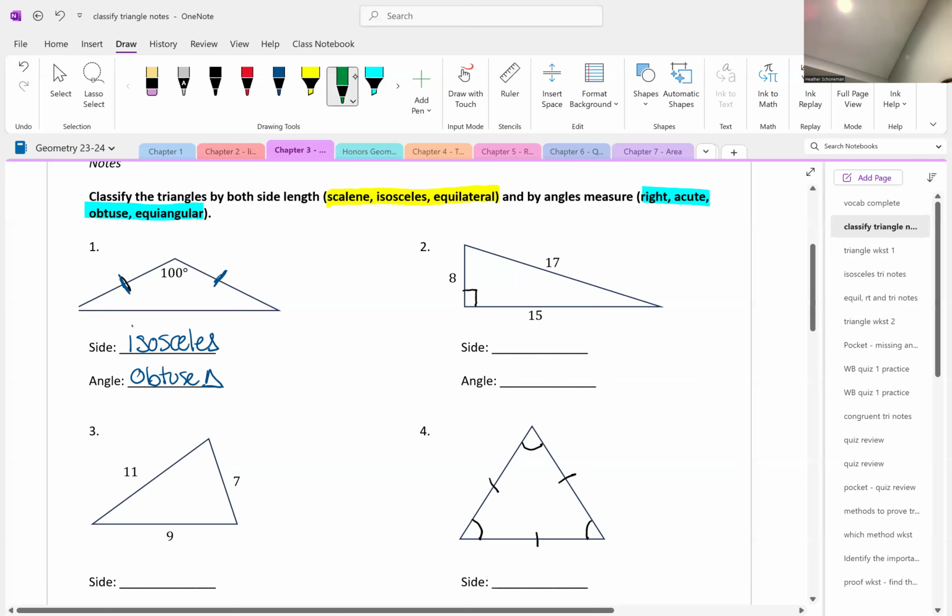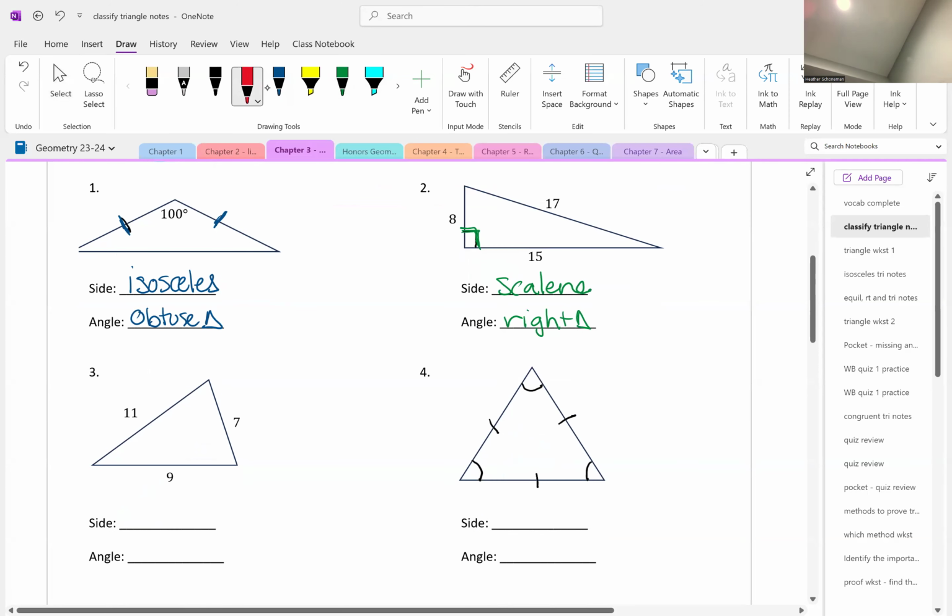Okay, number two. If I look at the side lengths, 8, 15, and 17 are all different numbers. And when they're all different, it's called scalene. And when I'm looking at the angle measure, it's got one angle right here that's marked as being 90 degrees. Well, that makes it a right angle. And if it's got one right angle, then it is a right triangle.